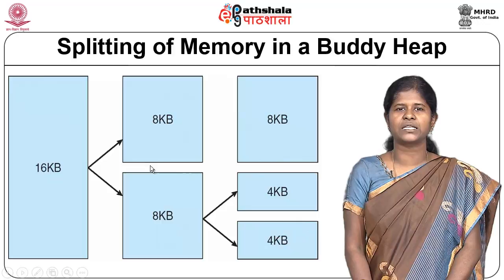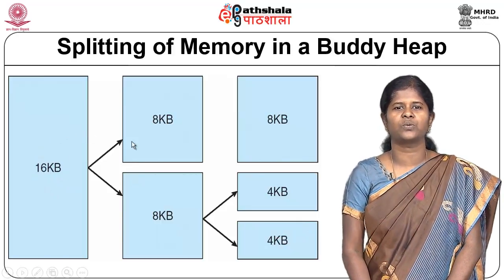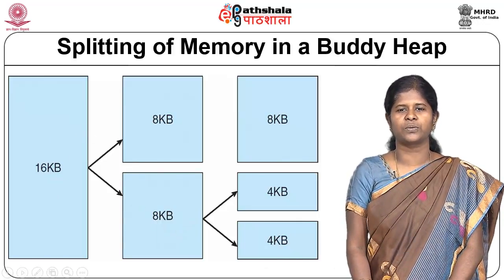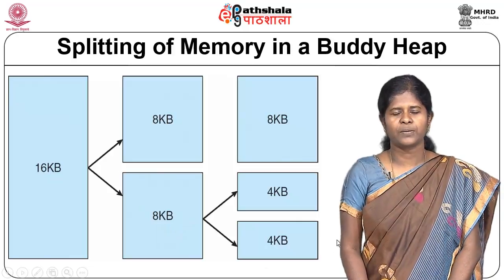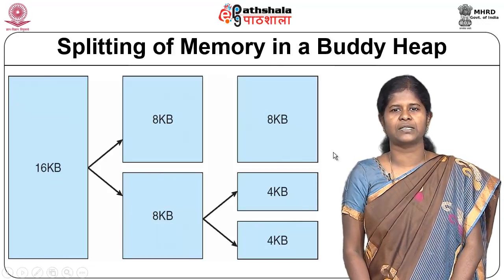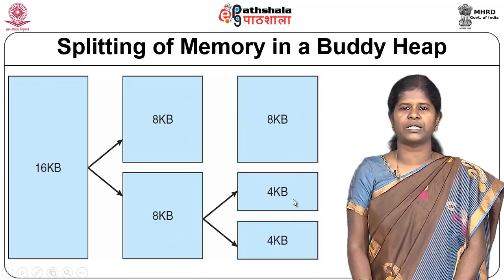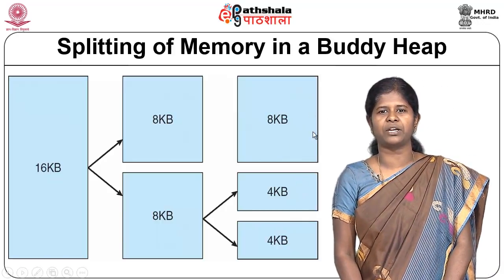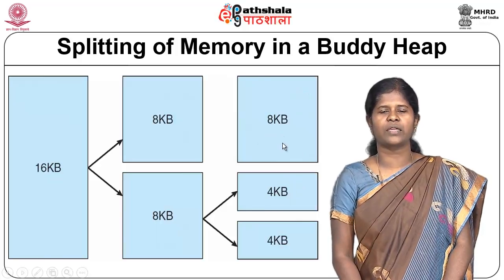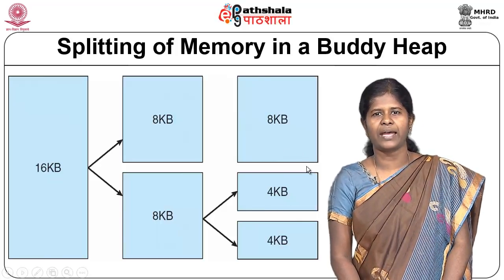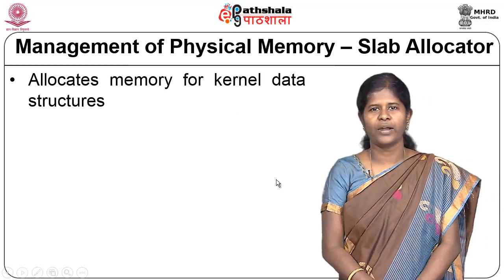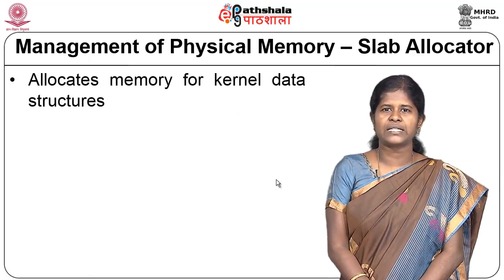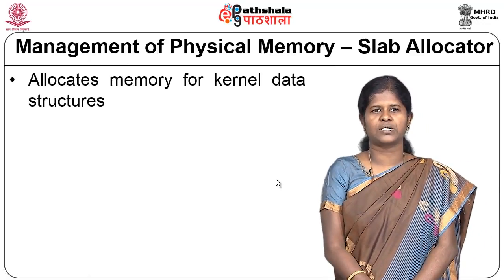So, here you see that the buddy heap is split into two and that in turn is split into two, and so on. Suppose after the split happens, you have 8 KB and 4 KB that is free. Suppose the request for 12 KB comes, then this 8 KB and 4 KB will be combined together to form a 12 KB and that will be allocated. So, what we have seen now is allocating space in the physical memory when you have pages.